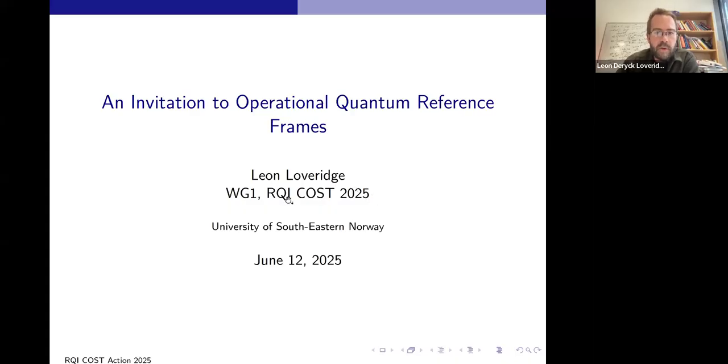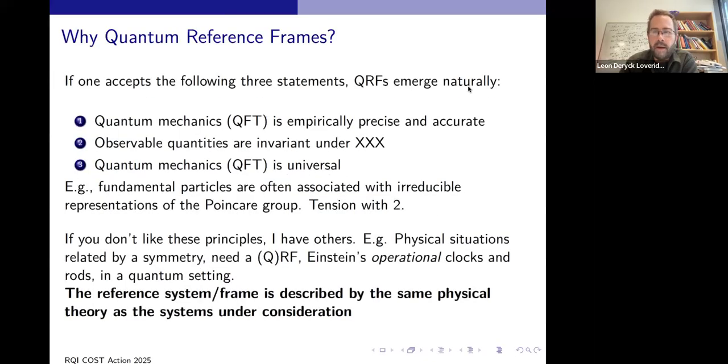I'll talk about some work that's been going on in quantum reference frames. By now, there is a whole host of different approaches and different frameworks to this subject. I've put the word operational in front of it just to highlight that this is only one way of thinking about these things. There's a bunch of others as well, which I'll mention as we go along.